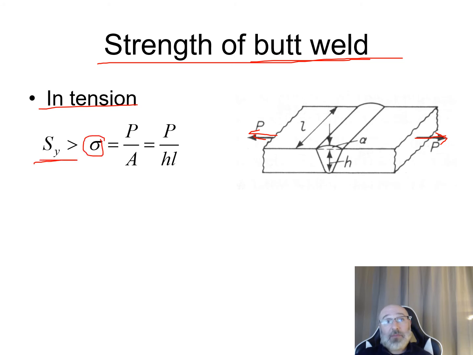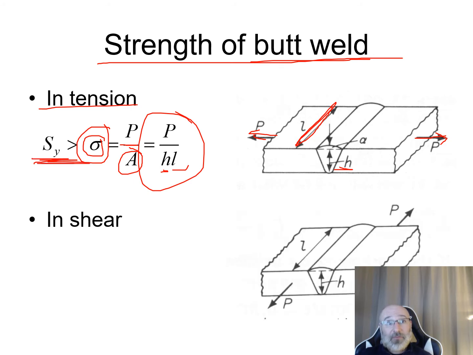and our stress was defined by our load over area, where we can come up with our area as our height, h, times our length, L. So h times L will give us our area, so P over A, or P over HL, will give us our stress, our sigma, so our S sub y is going to be greater than our sigma. So that was the case when we were in tension.